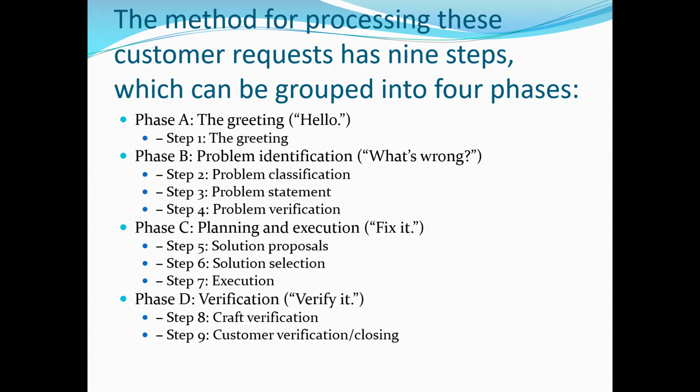And then, start the conversation. Then you start to identify what the problem is. So what's wrong? You want to classify the problem. You want to figure out what type of a problem it is, figure out the problem specifically, and then make sure that you understood the problem correctly. Then once you know what the problem is, and you're clear with everything, you can do the execution, so fix it, right?